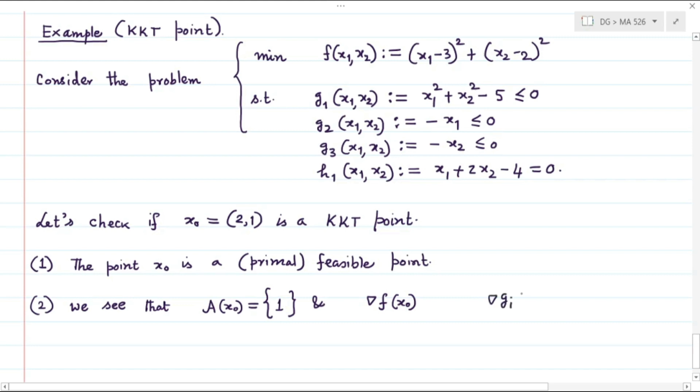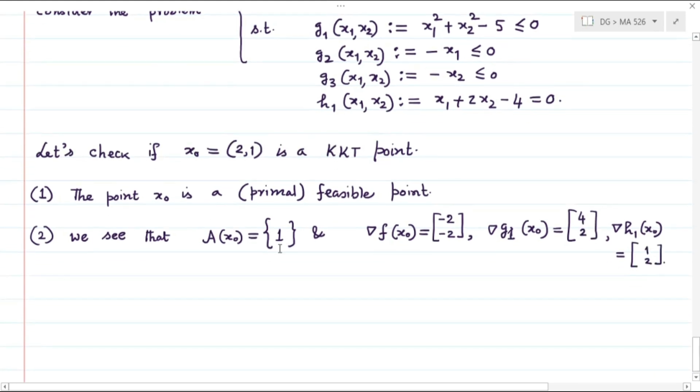We compute the gradient value of the objective function, the gradient of the active constraint function, grad g1 at x0, and also grad of hj, because we will need all of this in checking the stationarity. You can check that grad f(x0) is the vector (-2, 2), grad g1 is the column vector (4, 2), and grad h1(x0) is the column vector (1, 2).